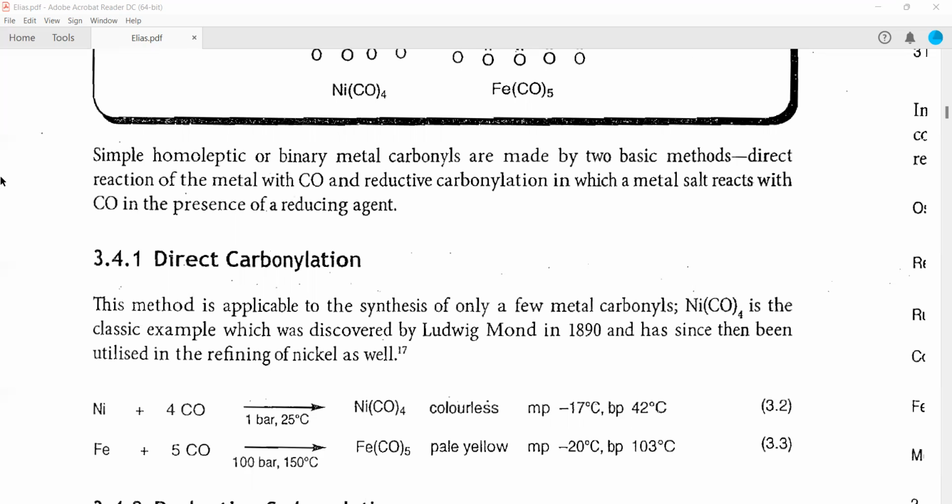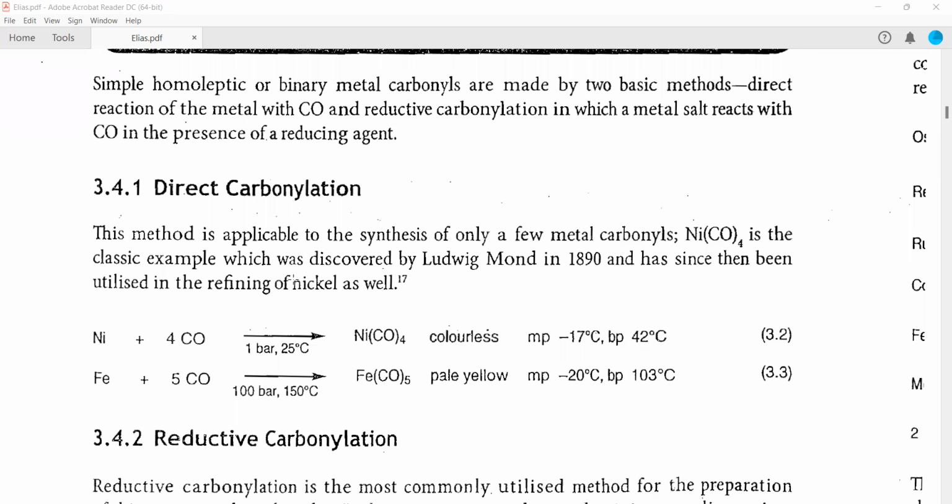We're talking about homoleptic carbonyl complexes, for example. In homoleptic carbonyl complexes, where the complex only has carbonyl ligands, the oxidation state should be zero in order to maintain stability as well as neutrality, right? Because carbonyls are neutral L-type ligands. So in that case, you have to do the reduction. That is why the name is reductive carbonylation. The direct carbonylation we are going to study first.